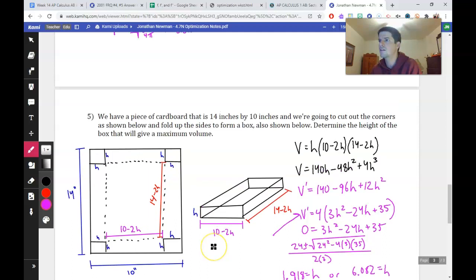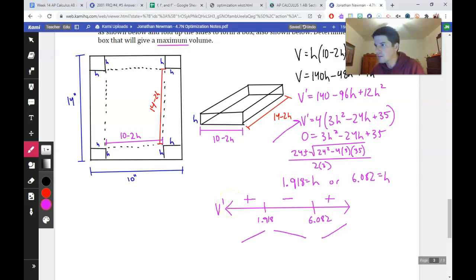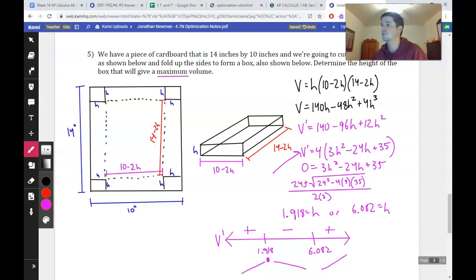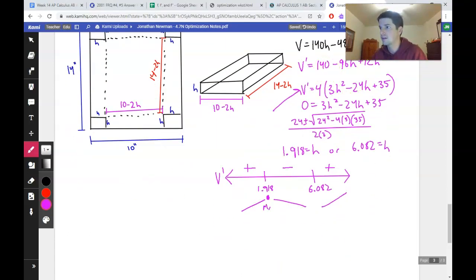Let's look for what we wanted. We wanted the maximum volume, right? So we're looking for what's the maximum volume. That's going to be right here, actually. And so what we get is that's the height. The question said determine the height of the box that will give the maximum volume. So there's a maximum. So a height of 1.918 inches gives the maximum volume.